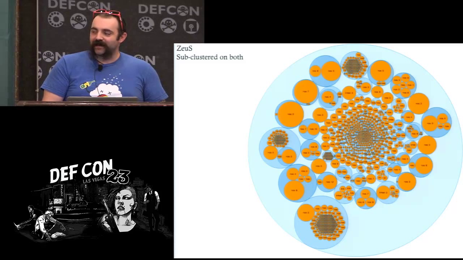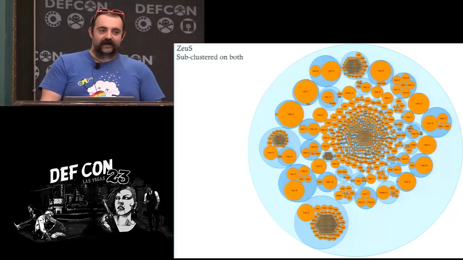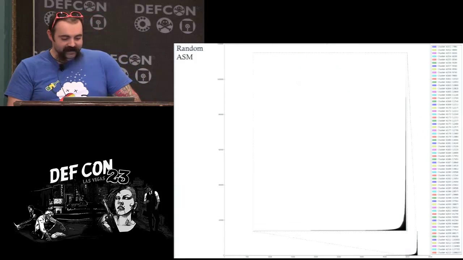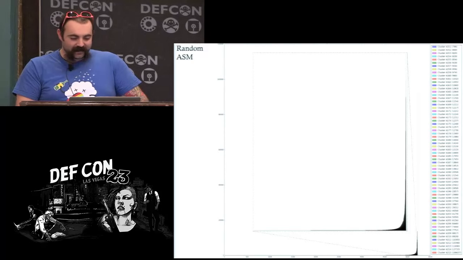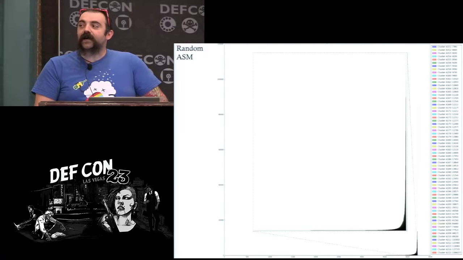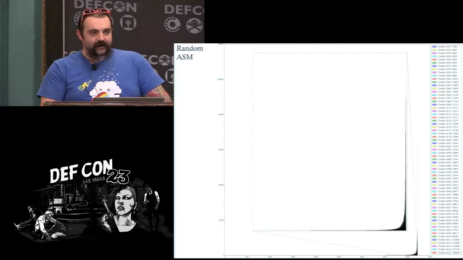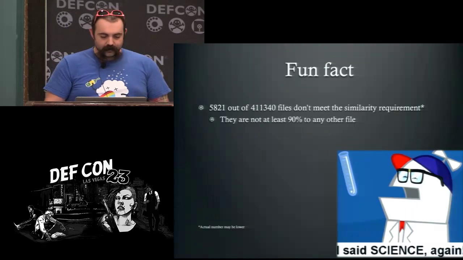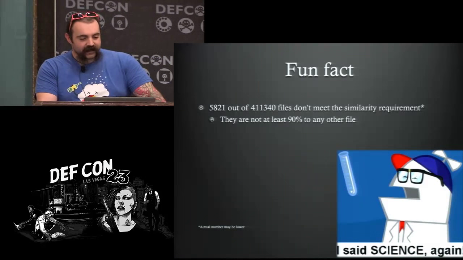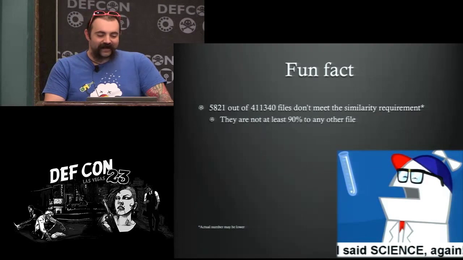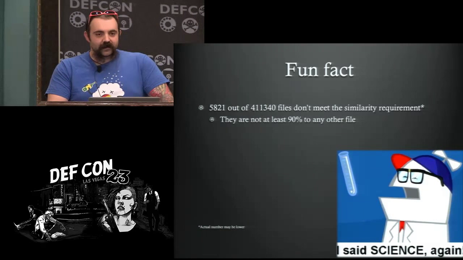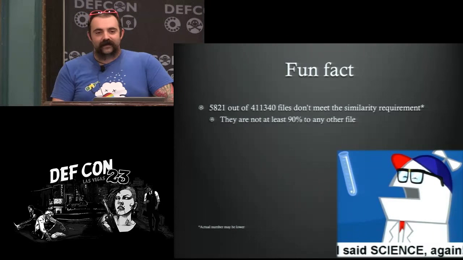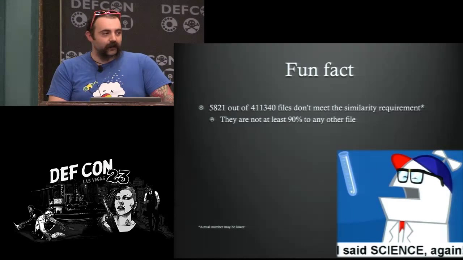All right. So I mentioned that I did something on 411,000 files, which was awesome, so let's talk about them. This is just the assembly mnemonic graph. You can see there are tons of clusters based on similarity of assembly mnemonics. This is awful to read. One of the fun facts about this is roughly 5,800 out of these 411,000 files are not 90% similar to any other file in this entire corpus.